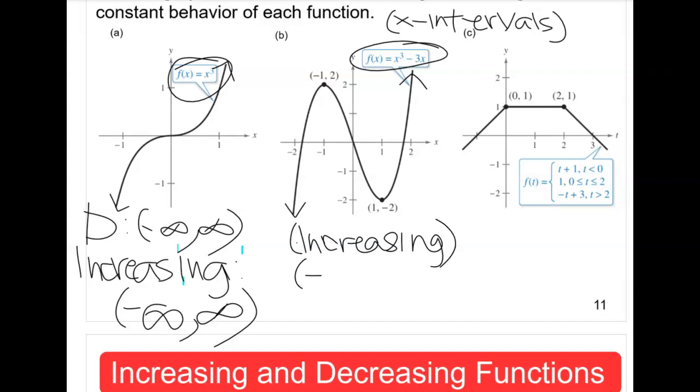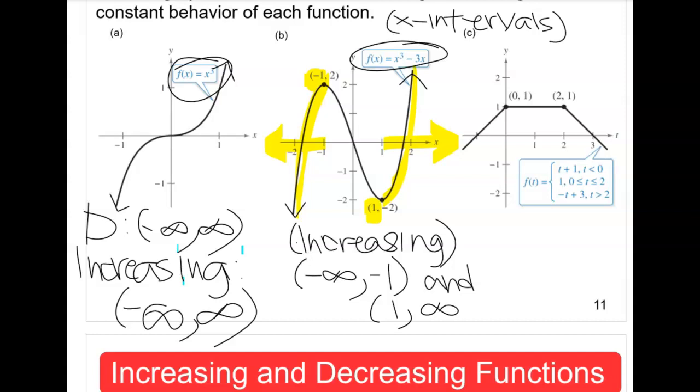Increasing is going to be from negative infinity, and then we're going to stop at x equals negative 1. And it's also increasing again here from x equals 1 to x equals infinity. So we're going to say from 1 to infinity.